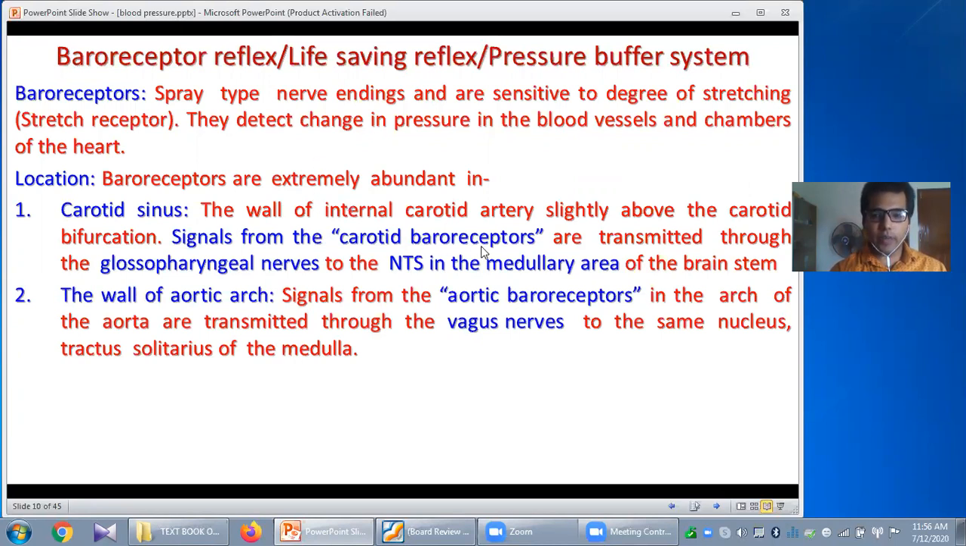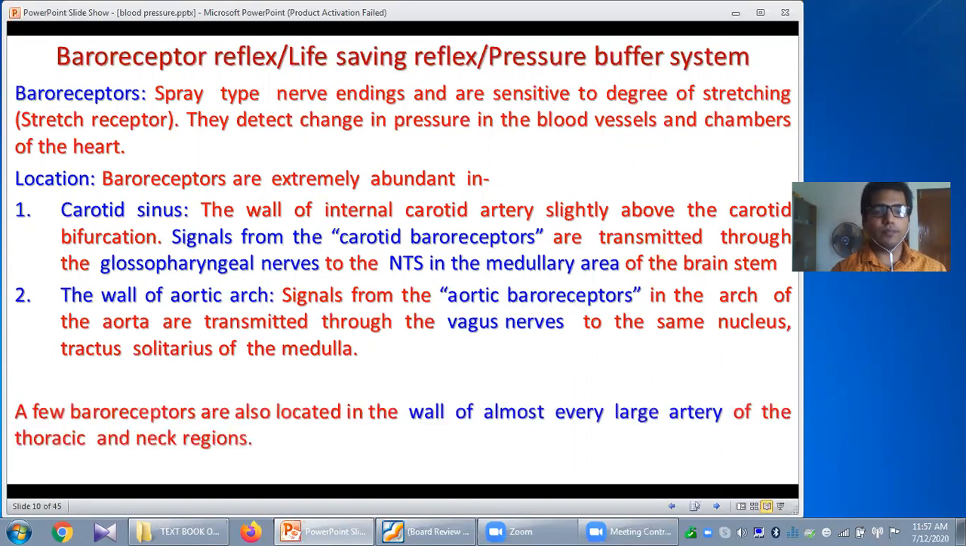Signals from the carotid baroreceptors are transmitted through the glossopharyngeal nerve to the nucleus tractus solitarius in the medullary area of the brainstem. Signals from the aortic baroreceptors in the arch of the aorta are transmitted through the vagus nerve to the same nucleus, the tractus solitarius of the medulla. A few baroreceptors are also present in the wall of every large artery of the thoracic and neck region.